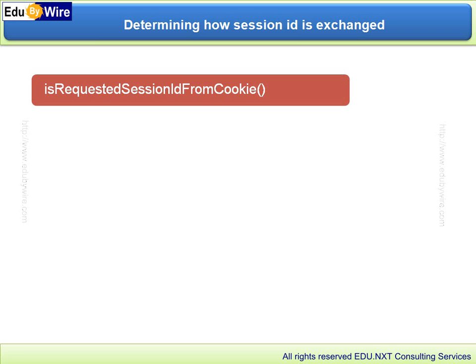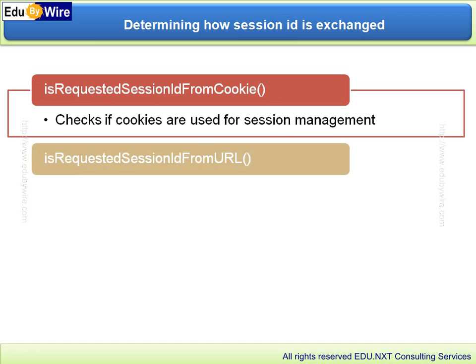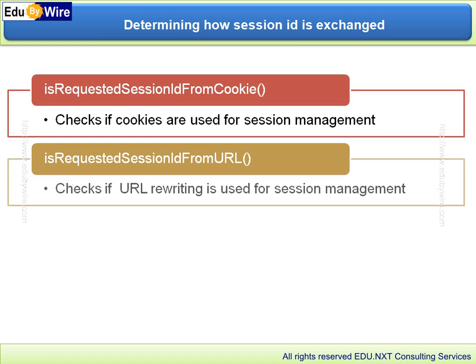Let's learn the first method, isRequestedSessionIdFromCookie. This method returns a boolean. This method returns true if the session ID is exchanged using cookies. Next method is isRequestedSessionIdFromURL method. This method returns true if the session ID is exchanged using URL rewriting. These methods are very useful if you want to take some appropriate actions based on the session ID exchange scheme.